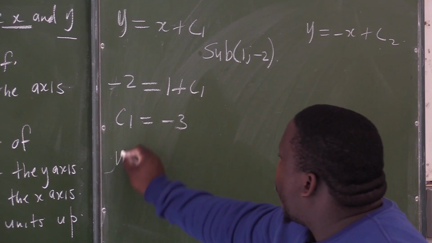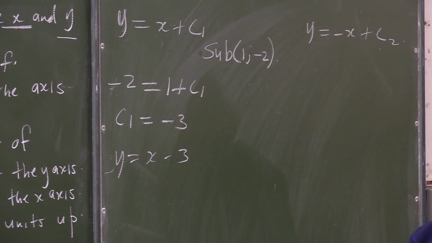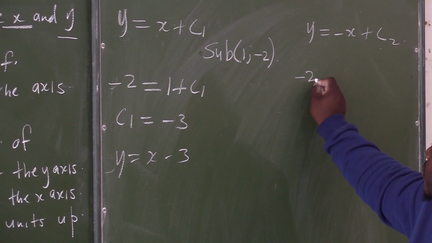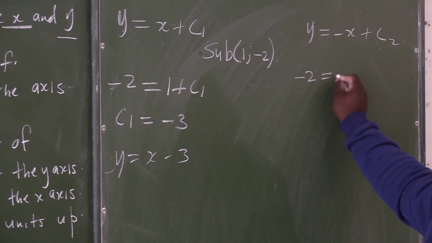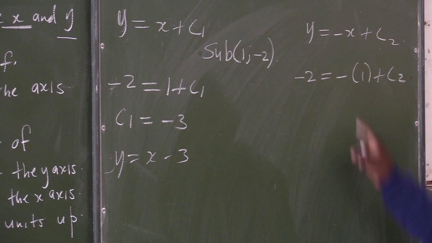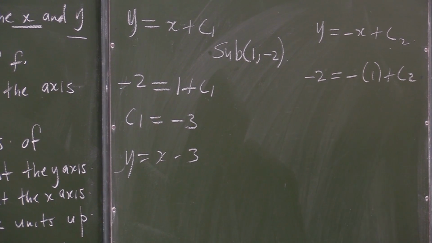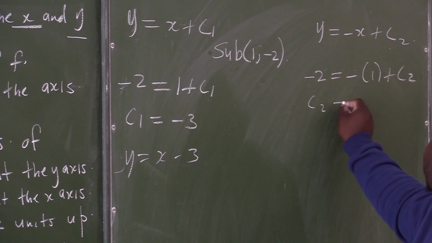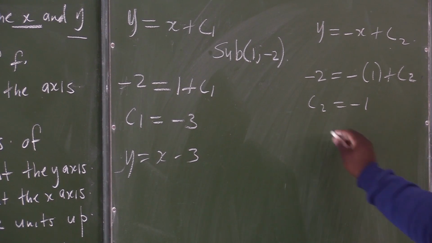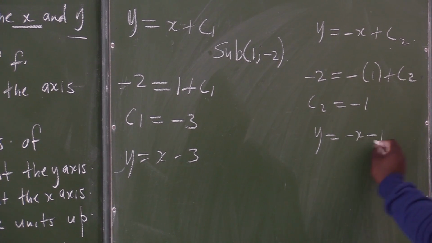But what is my c2 here? Okay, well here y is now x minus 3. This is my line of symmetry. The other one, instead of y, I'm putting a negative 2. Instead of x, I'm putting what? A 1 plus a c2. Now let's find c2. Remember, this is negative 1. If I move a negative 1, it becomes a positive. Then you end up with c2, which is a negative 1. So what is the axis of symmetry? This side is y equals negative x minus 1.